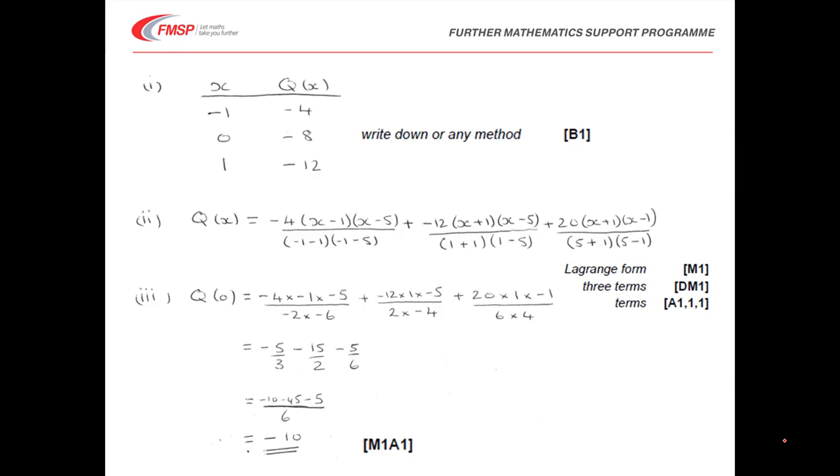Then calculating the value when x is 0. Notice that I did put far too much effort into that. 1 mark for the method, 1 mark for the answer.